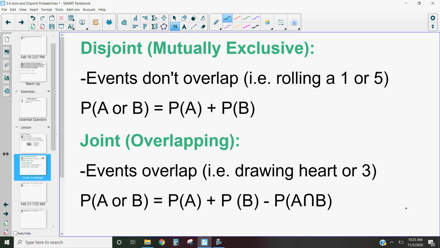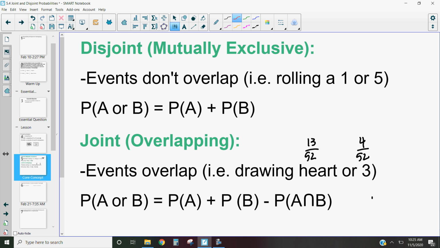So the way that we find that probability is we take the probability of A or B, meaning the 1 or 5, and we take the probability of A and add it to the probability of B. Awesome. Now, if they're overlapping or joint events, what happens is that they overlap. So for example, we're looking at drawing a heart or a 3. Well, the chance of getting a heart is a 13 out of 52 chance. The chance of getting a 3 is a 4 out of 52.